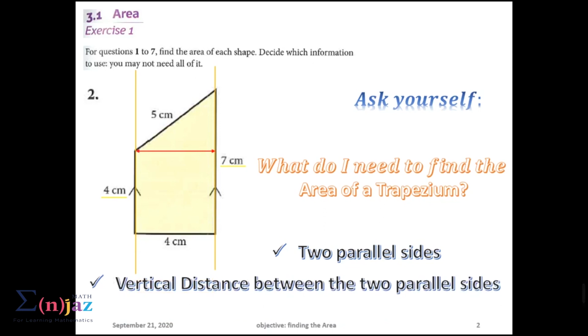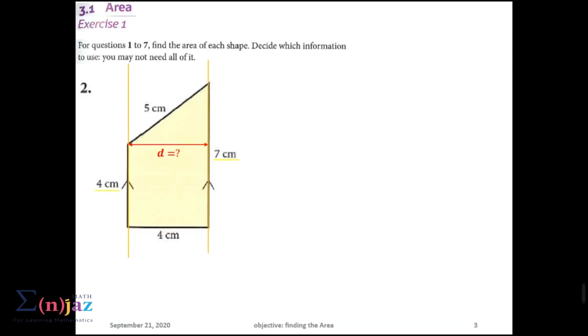We have just drawn the vertical distance between the two parallel sides, and we're going to call it D. But it is unknown for us. So we identified the two parallel sides of this trapezium, which are 4 and 7. We specified the vertical distance between the two parallel sides, named it D, and it's unknown.